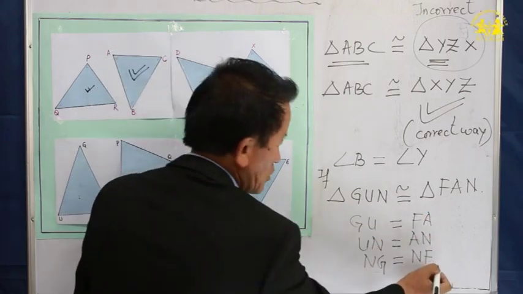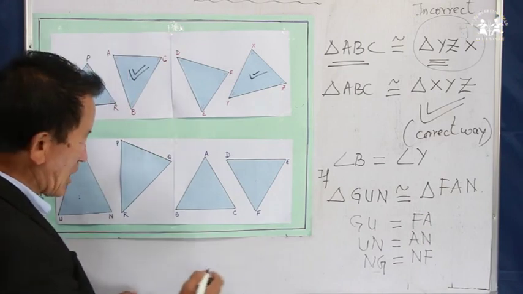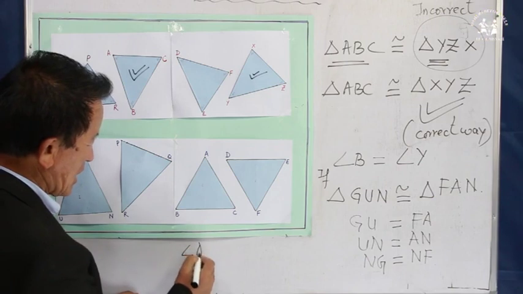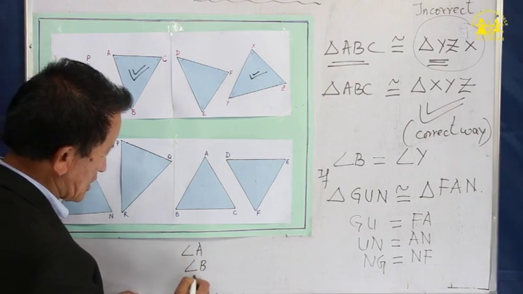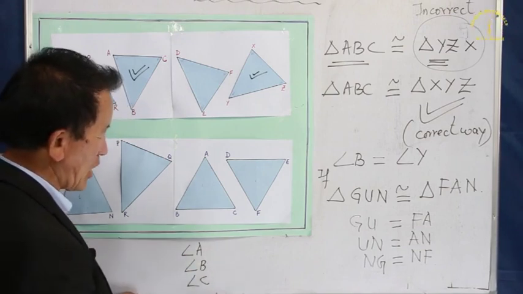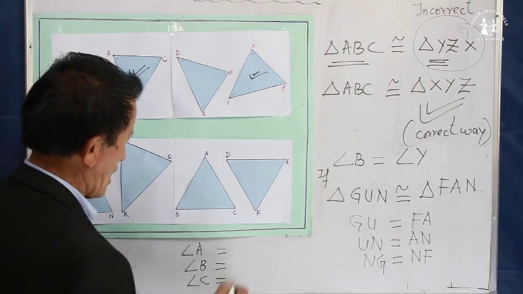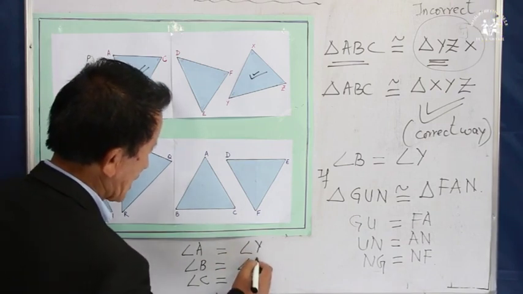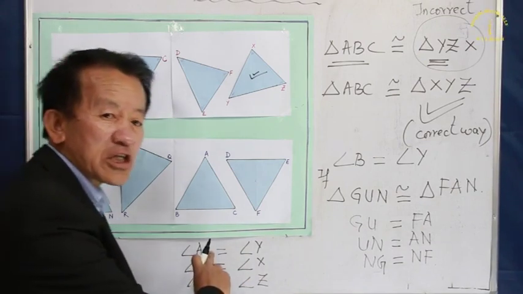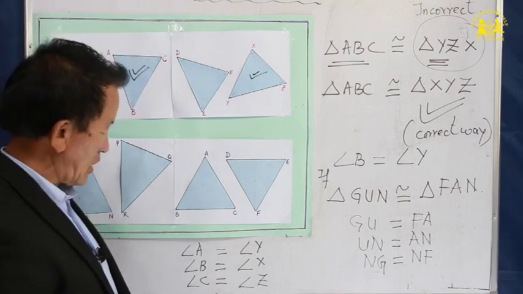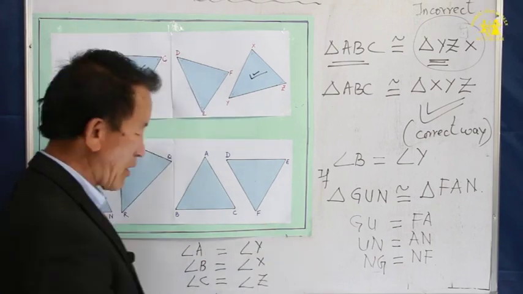In the triangle, the angles are angle A, angle B, angle C, and then angle Y, angle X, angle Z. Any triangle that is congruent, the congruence gives the corresponding names.